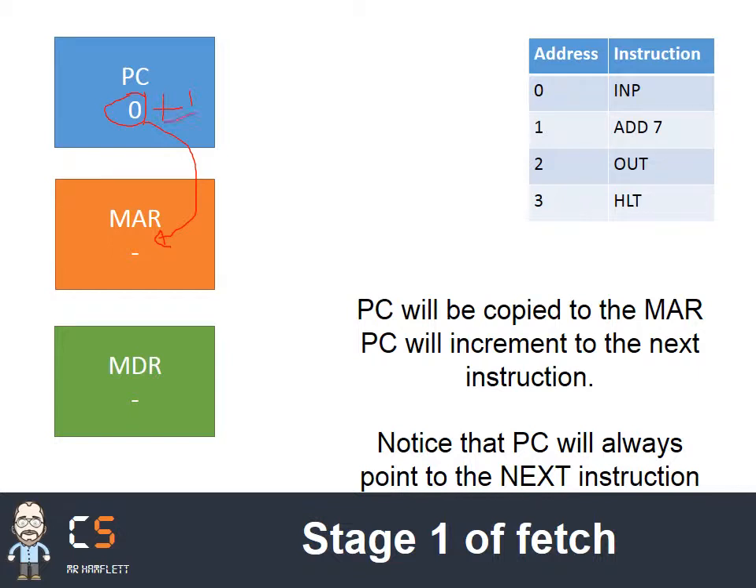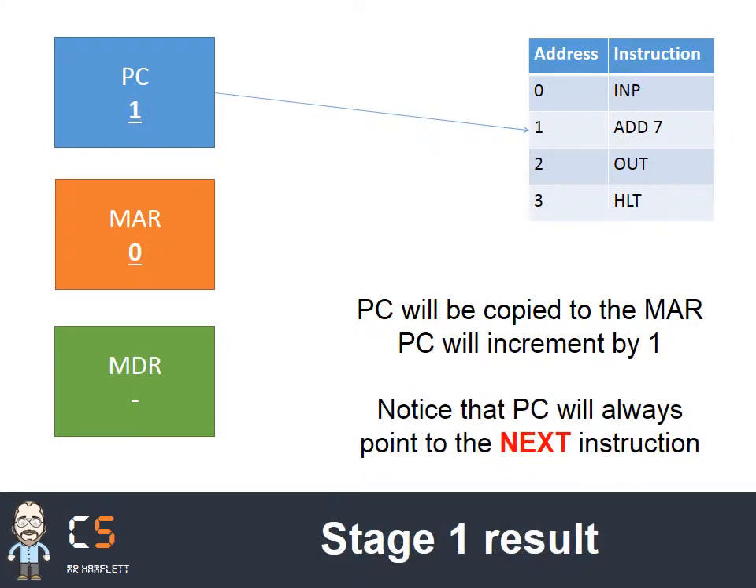Now, a little caveat, when I say +1, I really mean point to the next instruction. If my instructions are 1 byte long, it's going to be +1. If my instructions are 4 bytes long, it's going to be +4. Okay, it depends on the size of the instruction. So the program counter increments by 1, and it's been copied over to the memory address register.